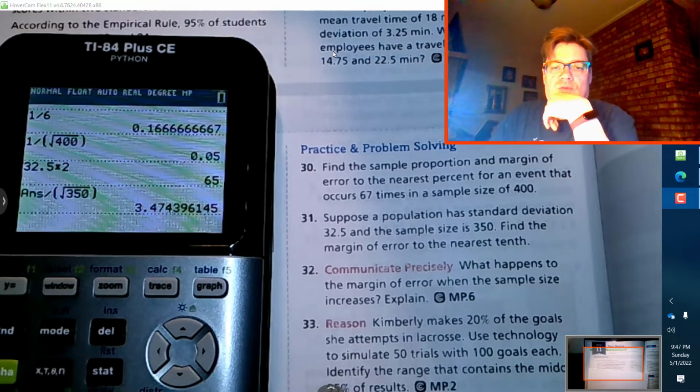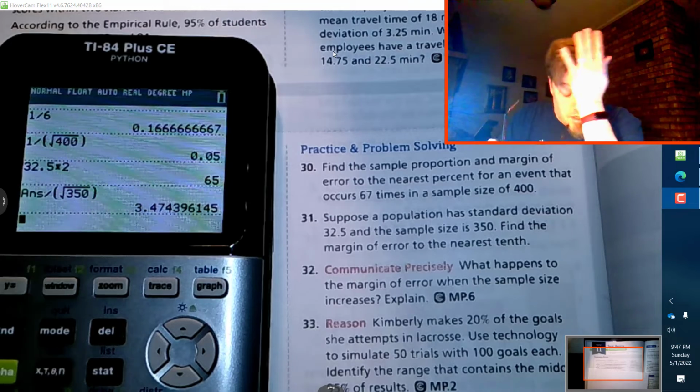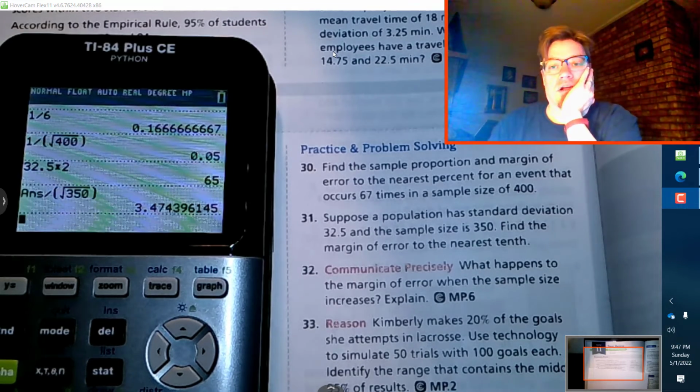What happens to the margin of error, oh my, I'm so tired. Oh my God. It's not even 10 o'clock, I'm so tired.